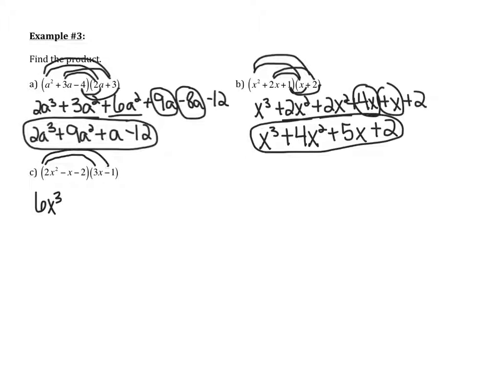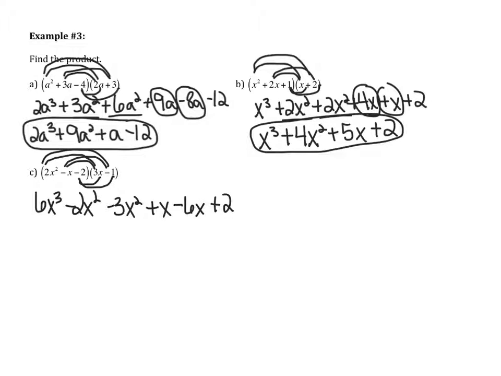2x squared times negative 1 would just be negative 2x squared. That would just turn it to its opposite. Negative x times 3x, so a negative times a positive is a negative, and then x times x is x squared. And then negative x times negative 1, that would just change that to plus x. And then I'm going to take the negative 2 times the 3x, so that would be negative 6x. And negative 2 times negative 1 would be positive 2.